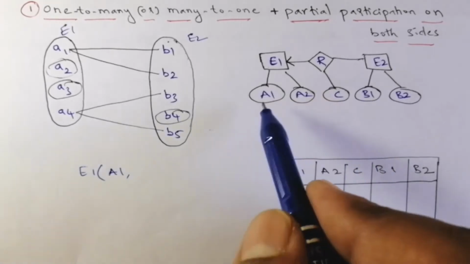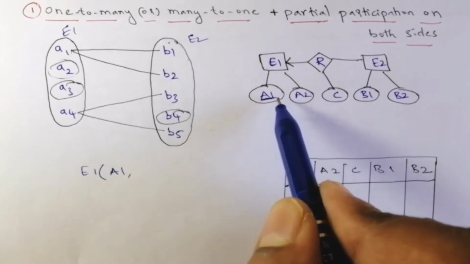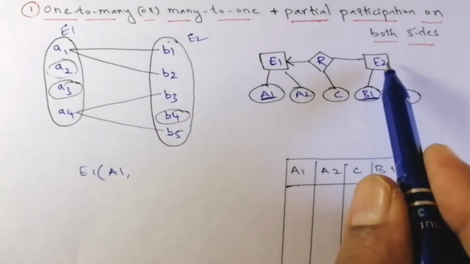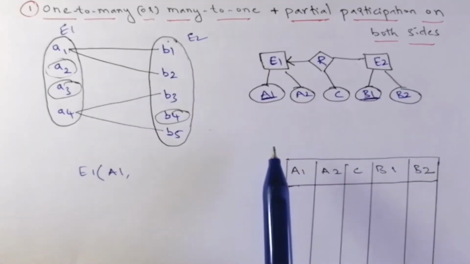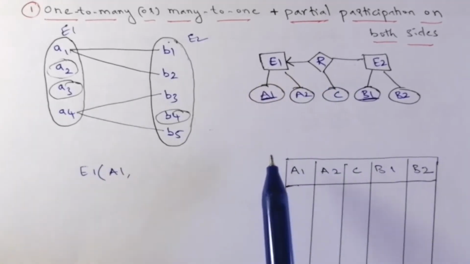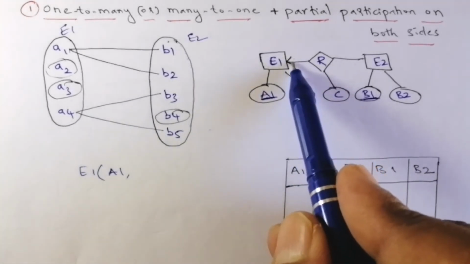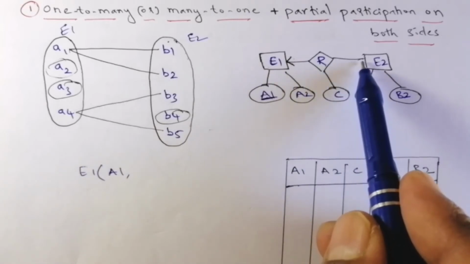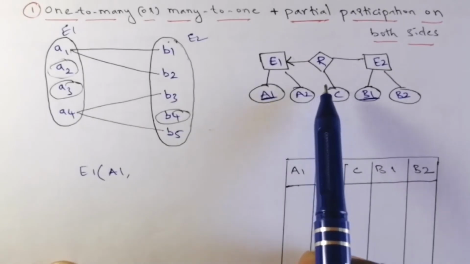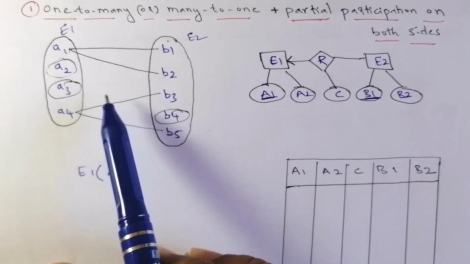So for this we have A1 as the primary key attribute of E1 and B1 as the primary key for the entity set E2, right? RC is the descriptive attribute for the relationship R. This is the one side and this is the many side, right? For this particular ER diagram, this is the case we have taken here.